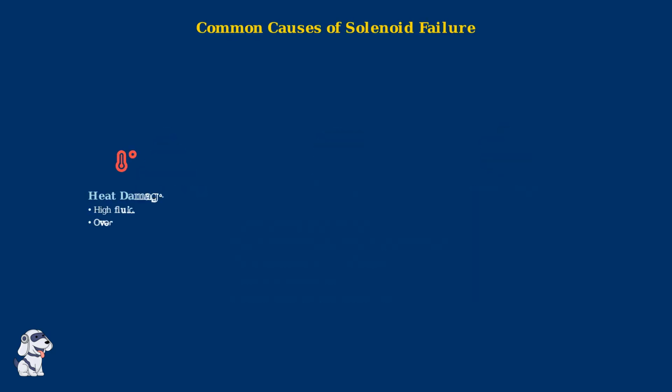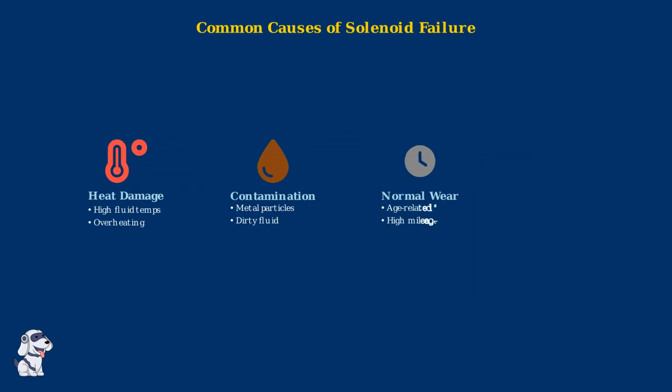Several factors contribute to solenoid failure. Heat damage from high fluid temperatures can destroy internal components. Contamination from metal particles and dirty fluid can cause valves to stick. Normal wear over time and high mileage leads to seal deterioration. Electrical issues like low voltage and poor connections prevent proper solenoid operation.